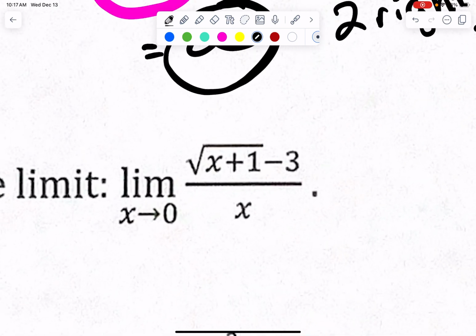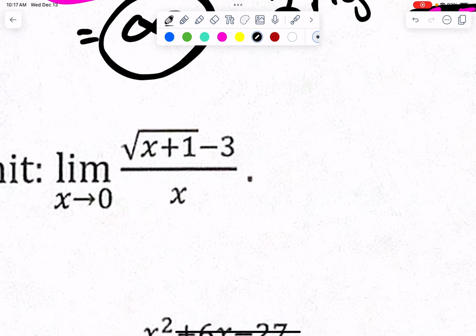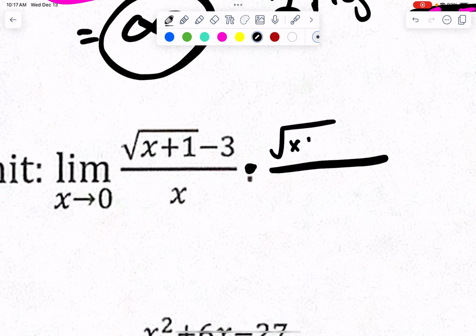Usually we try to rationalize the bottom, like when you're doing i's and square roots in the bottom. But here we're going to try to get rid of the square root in the top to help us simplify this. So I'm going to multiply by the square root of x plus 1.